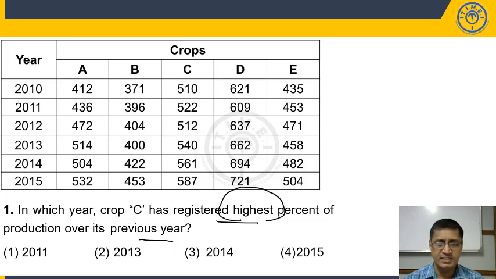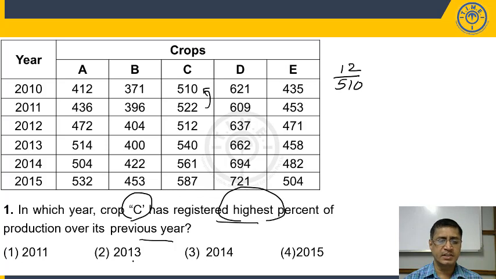Where is the highest in the crop C? So what are the years? 2011. 2011 means we need to observe it with 2010. So 2010 with respect to, if you observe, what is the increase? 12 increase upon 510. Okay, this is 2010.